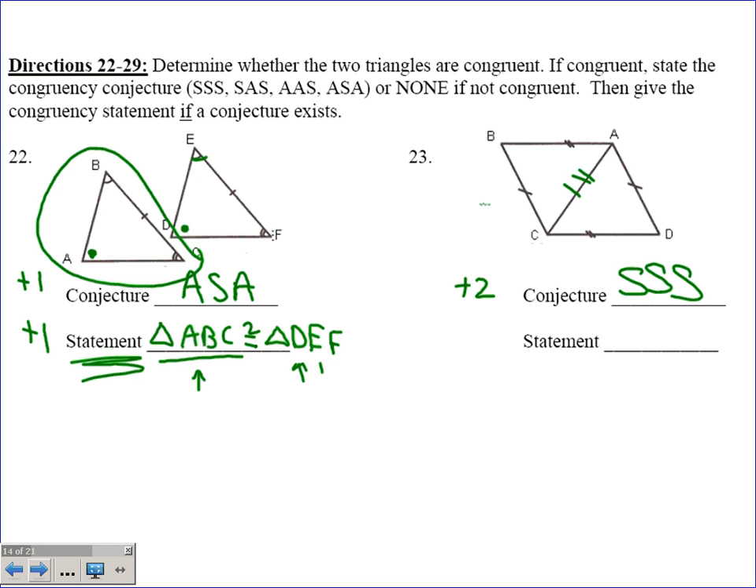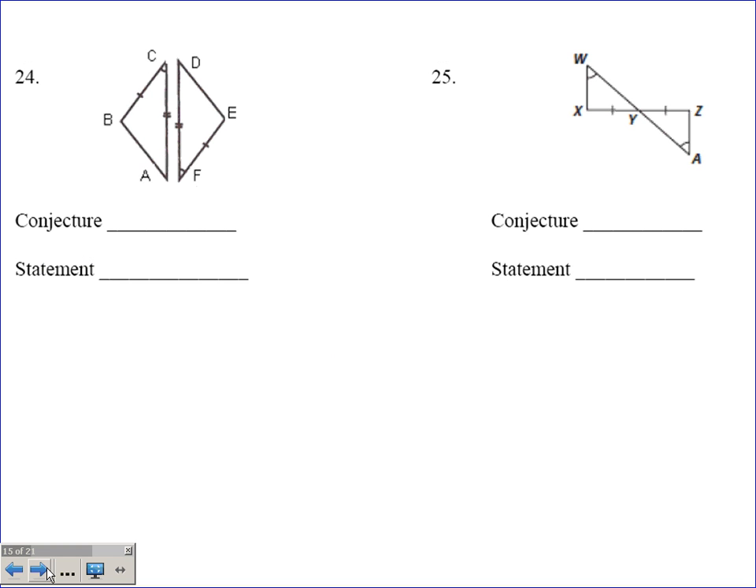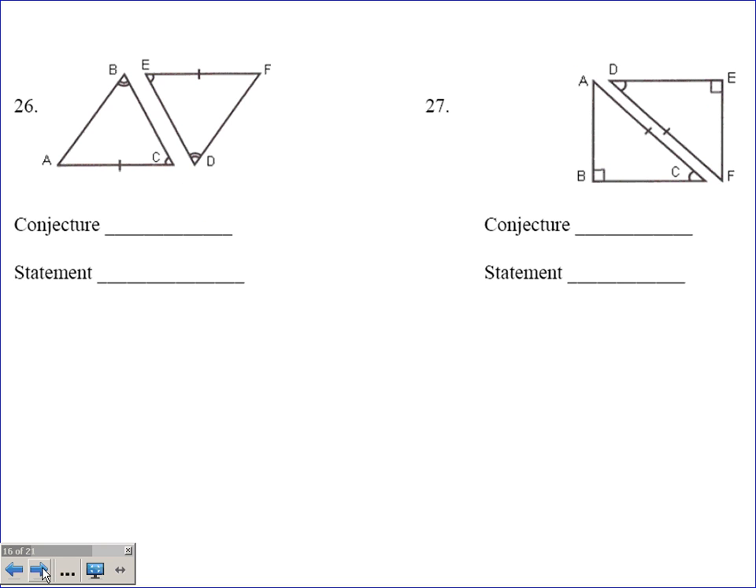This is side, side, side because you can prove the third side is congruent. That's worth 2 points. Can I move on? Yes, sir. Okay. This one would be side angle side, worth 2 points. Number 25 is angle side angle because you can prove these angles in here. So angle side angle, worth 2 points. Number 26 is also angle side angle, worth 2 points. 27, third one in a row, is angle side angle, worth 2 points.